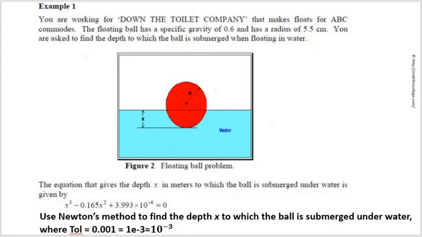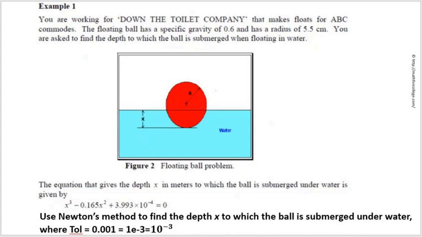Then it says to use Newton's method to find the depth x to which the ball is submerged under water, where the tolerance is 0.001. Sometimes in the book it is written as 1e power minus 3, or e power minus 4, minus 5, whatever it is. Or sometimes it is written as 10 raised to the power minus 3. All these have a similar meaning. Students, you should not be confused by the notation. All these notations are used in different books.